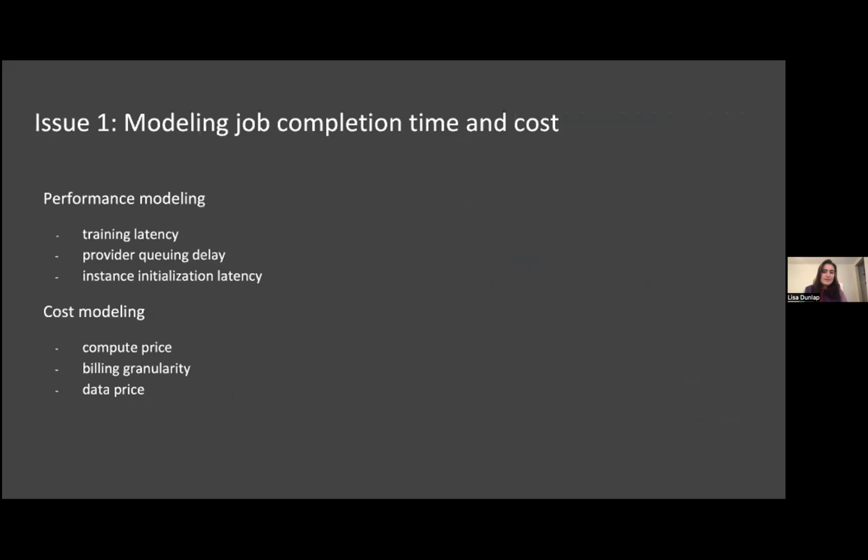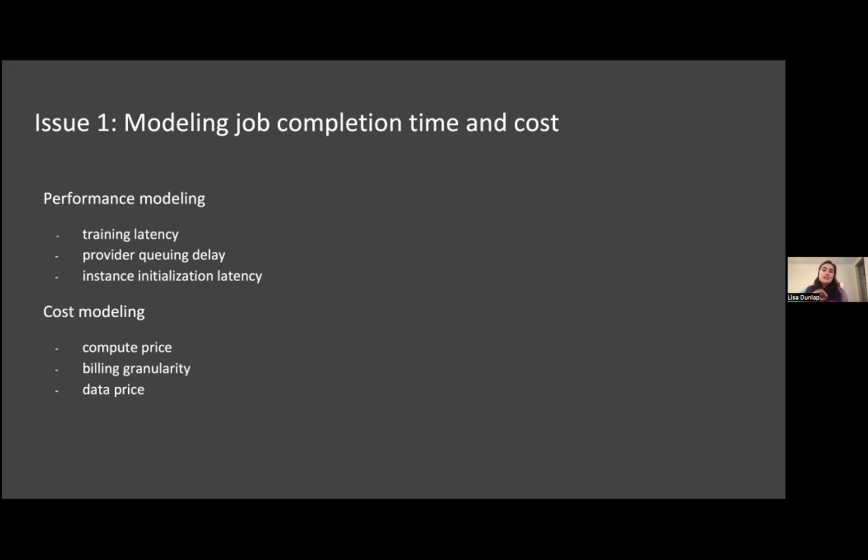All right, so now I can go into each of these three components. In order to model the job completion time and cost, we need two things: data pertaining to the performance and cost of your job, and a simulator to utilize that data to determine the overall performance and cost. We also need to take into account the potential fluctuation of training latency to ensure that we don't end up with stragglers, because this is a synchronous stage-based program or allocation plan.